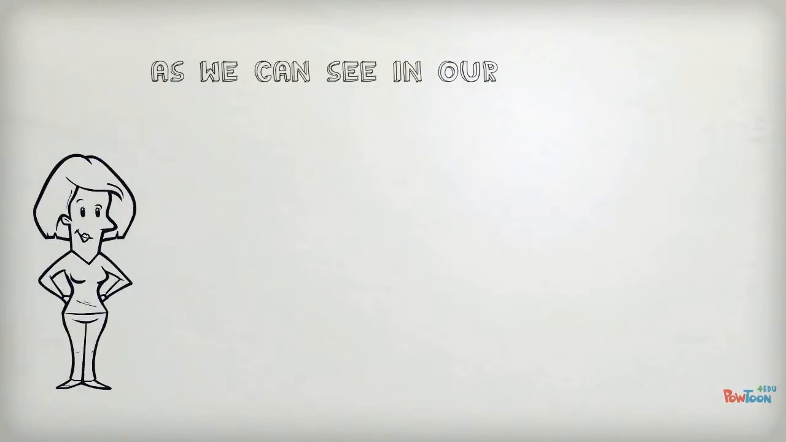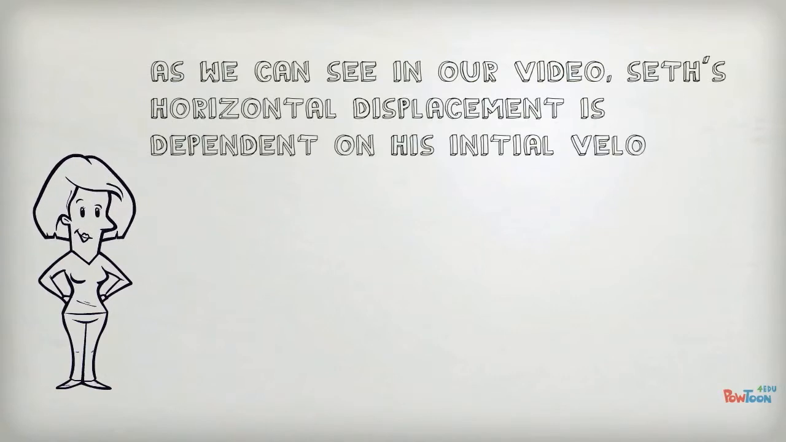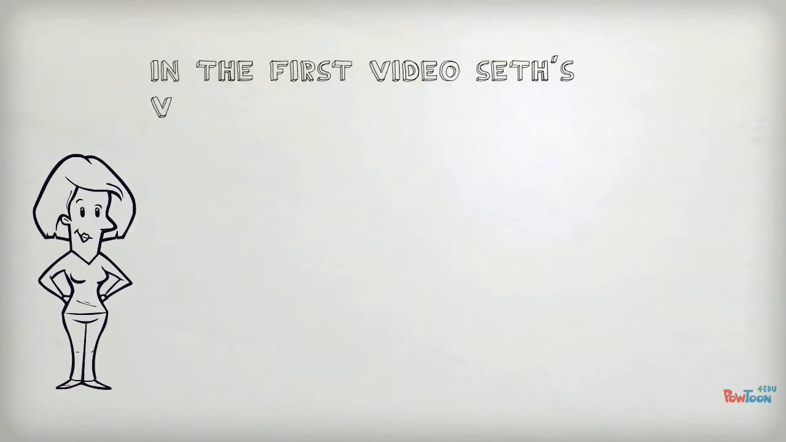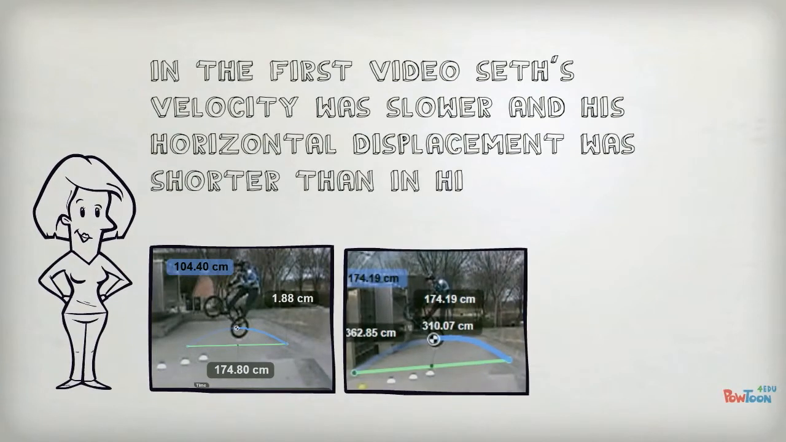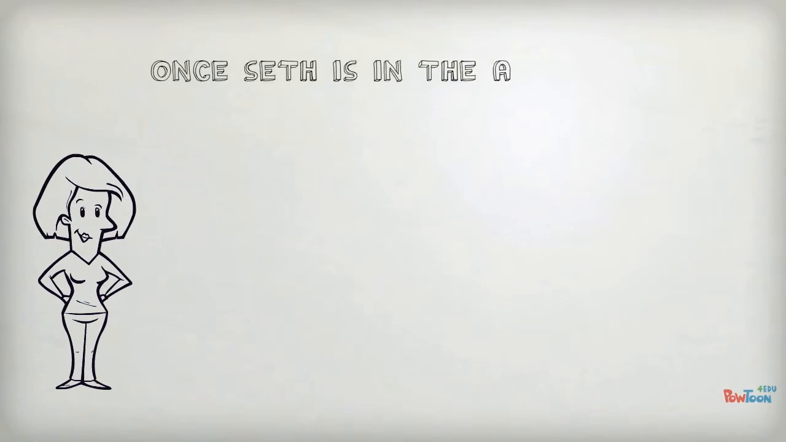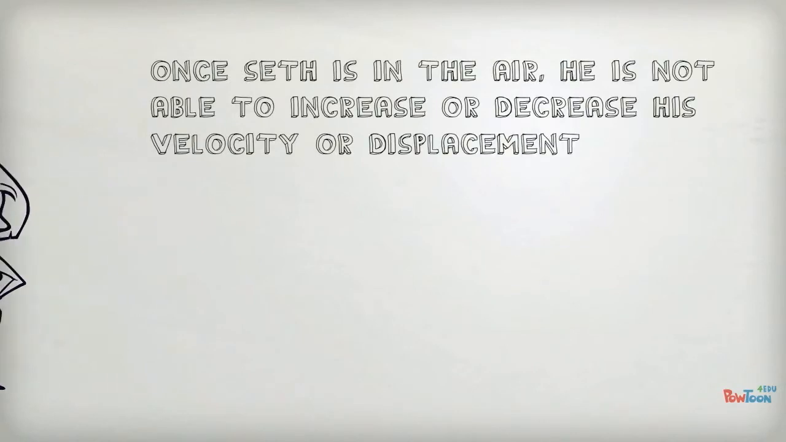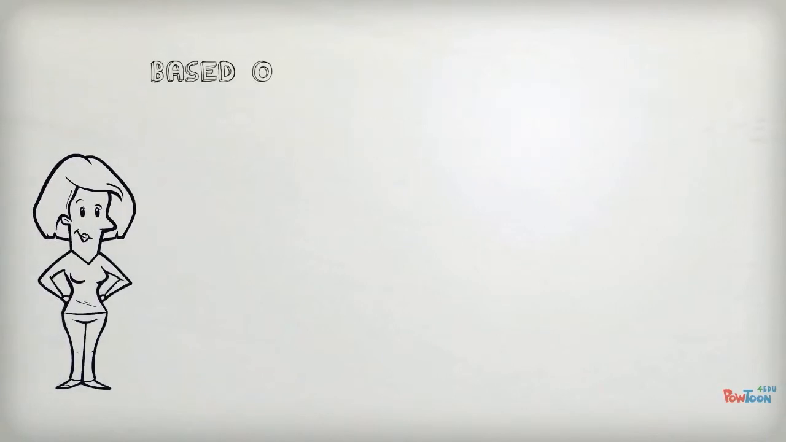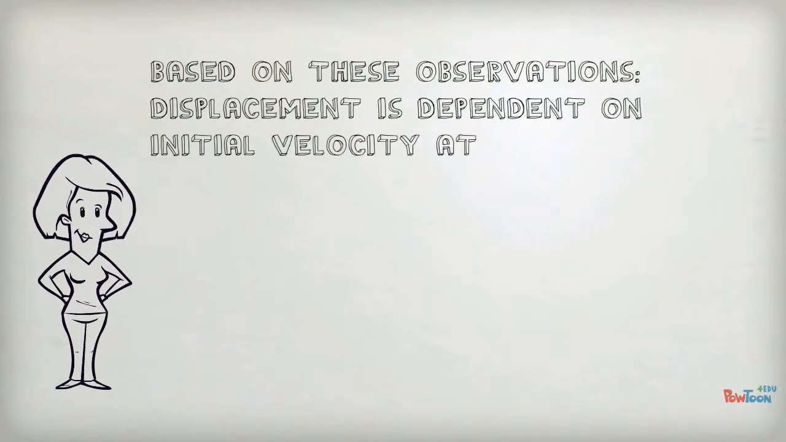As we can see in our video, Seth's horizontal displacement, how far he traveled in the air, is dependent on his initial velocity at takeoff. We know this because in the first video, Seth's velocity was slower and his horizontal displacement was smaller than in his second jump and third jump. Once Seth is in the air, he is not able to increase or decrease his velocity or his displacement. Therefore, based on these observations, displacement is dependent on initial velocity at takeoff.